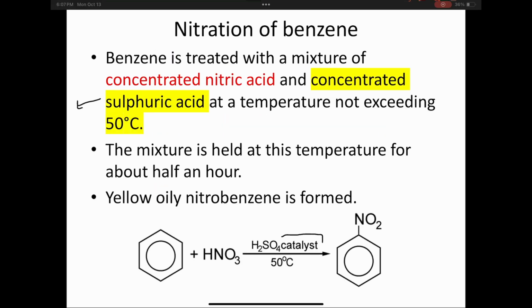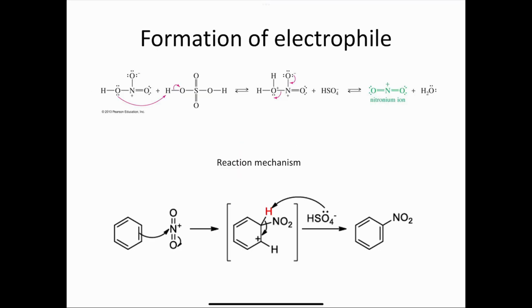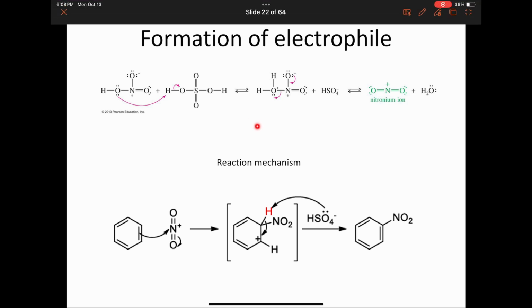In addition to your chlorination and your bromination, we also looked at the nitration of your benzene. It follows the same electrophilic substitution mechanism, but in this case you're utilizing your nitric acid and your sulfuric acid to form your electrophile. So here we have the formation of your electrophile, which is your nitronium ion, or NO2 plus. So this is your nitric acid reacting with sulfuric acid, which is going to give you your electrophile.